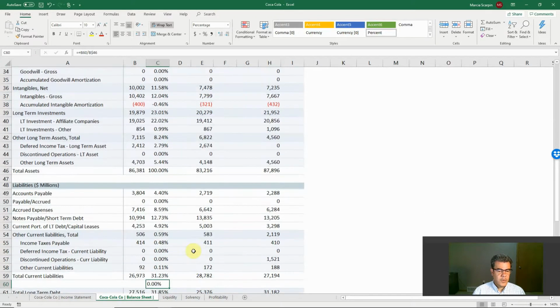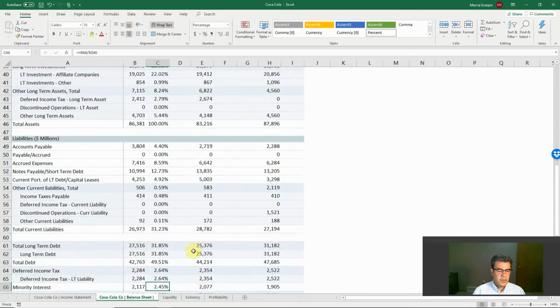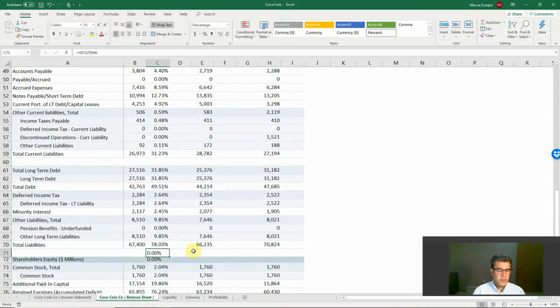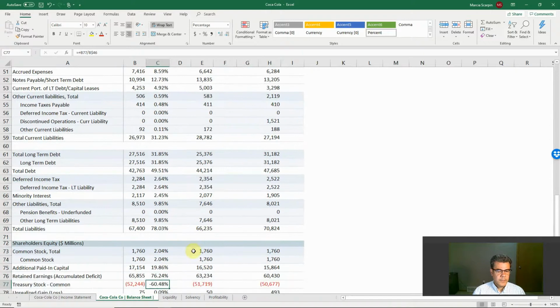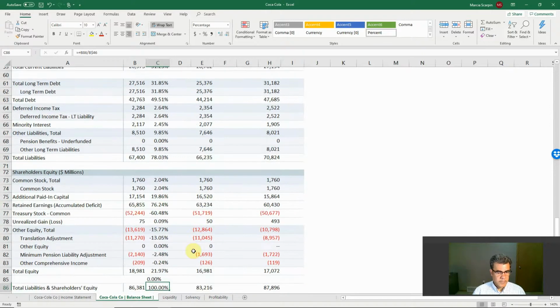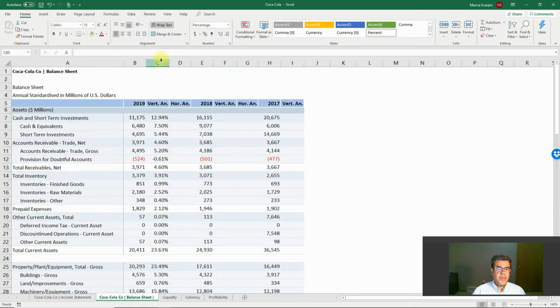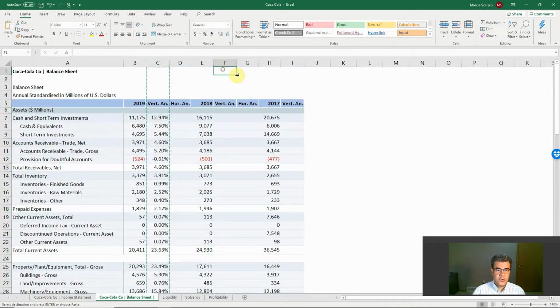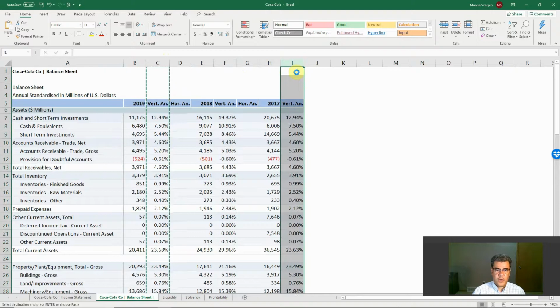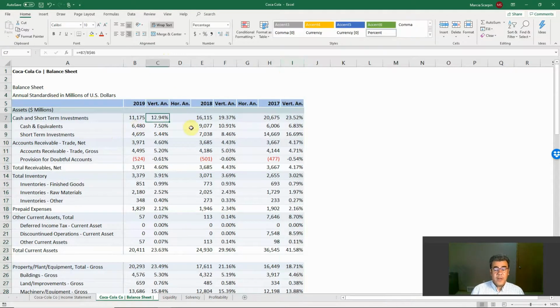Okay, so let's just make it beautiful. Okay. And now we copy and paste this formula here to 2018 and 2017. So, okay, all of these numbers, we need to analyze in relation with the total assets.